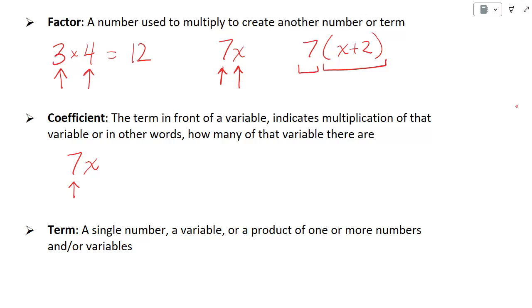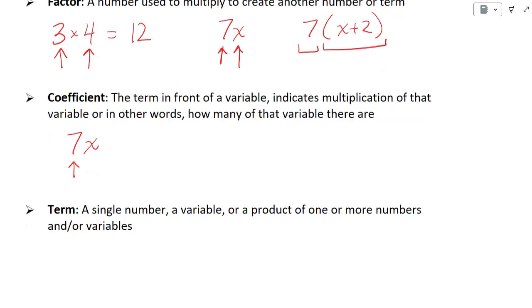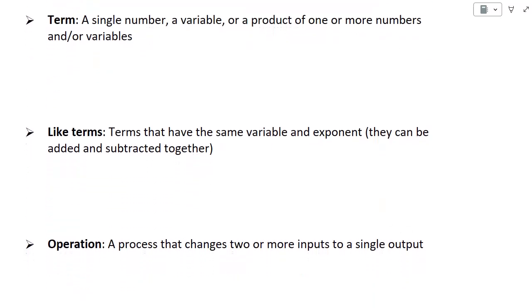Again, pretty simple, pretty concise once you really know the definition. A term can be a single number, a variable, or a product of one or more numbers and or variables. So just like we were saying a second ago, 9, that's a term. X, that's a term. Again, a product of one or more numbers or variables.